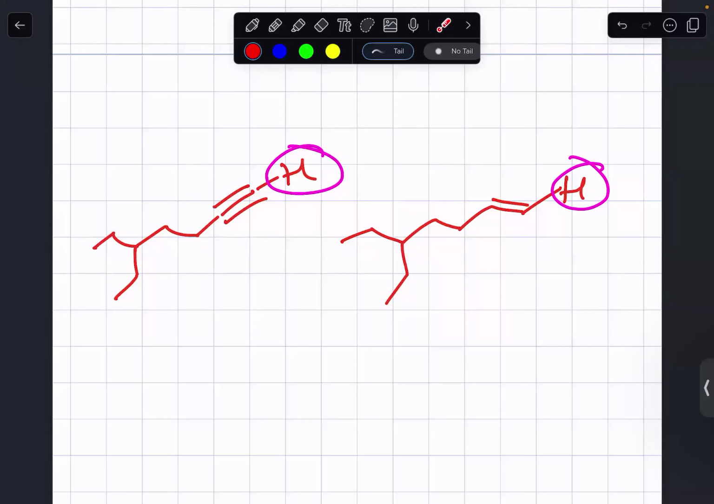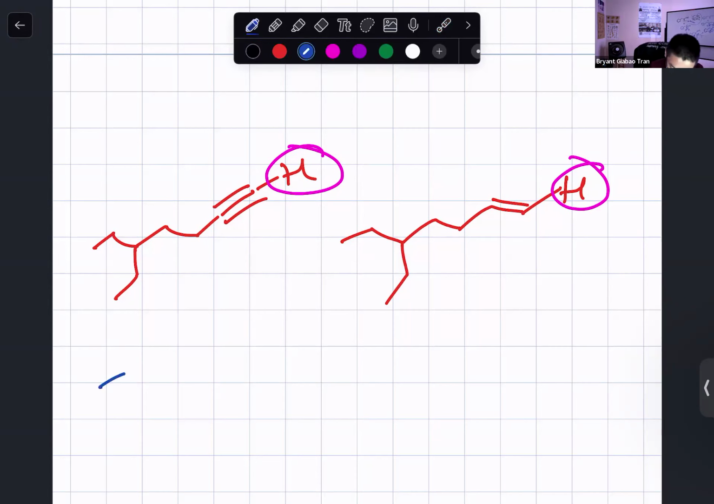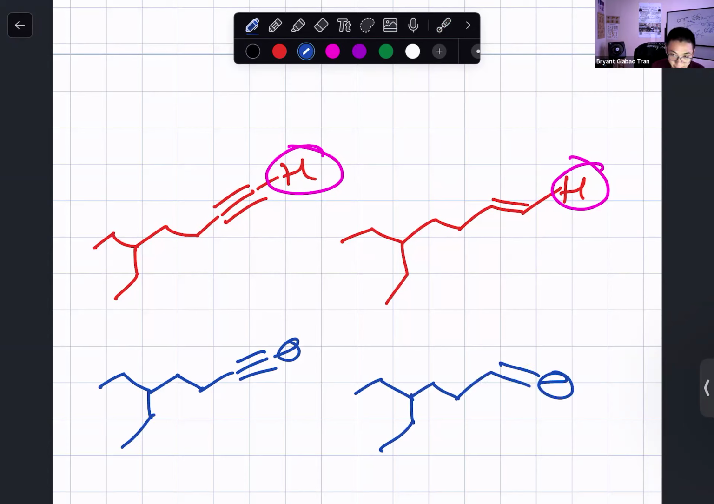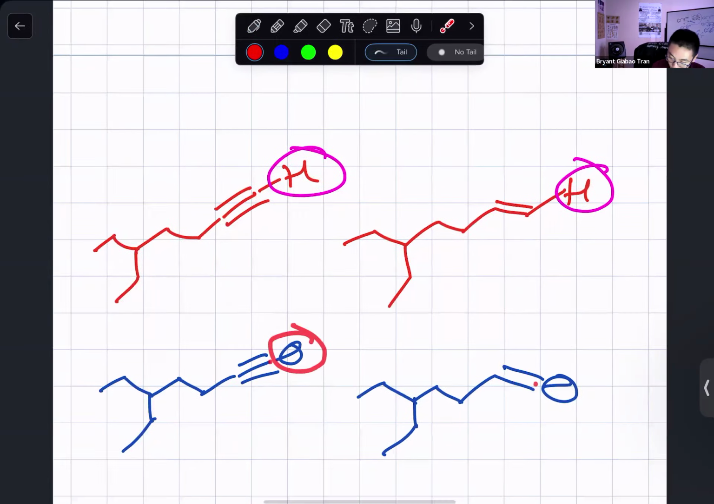What's the conjugate base? Yes, draw the conjugate base. That's right. So the conjugate bases of these acids would look like this. When we deprotonate the pink hydrogen, we are going to get these conjugate bases right here. So we have a negative charge on this carbon versus a negative charge on this carbon. Which negative charge do you think is more stable?